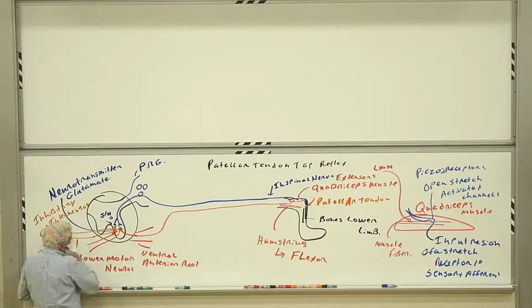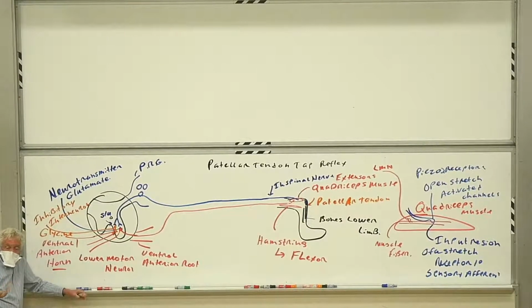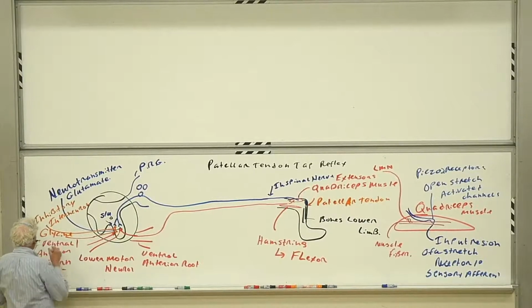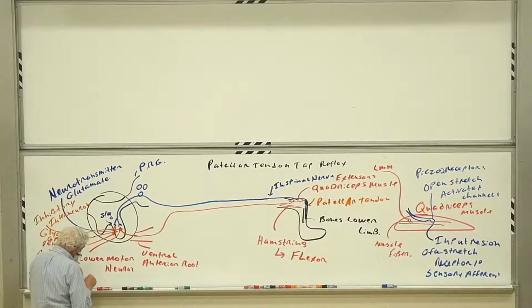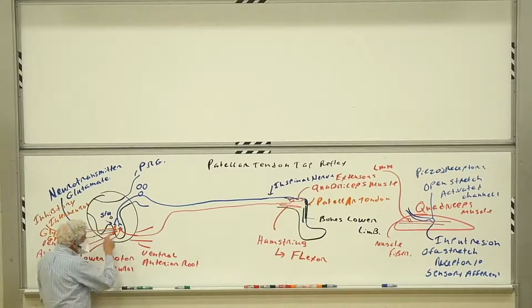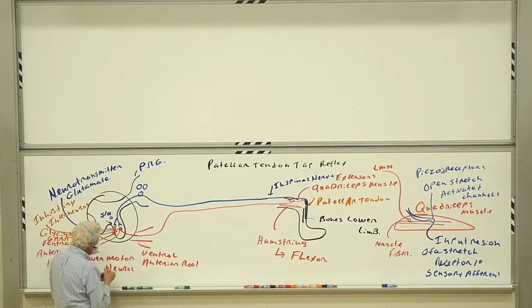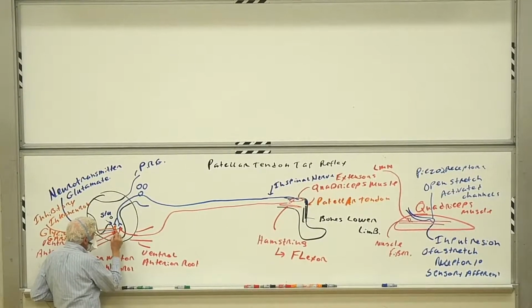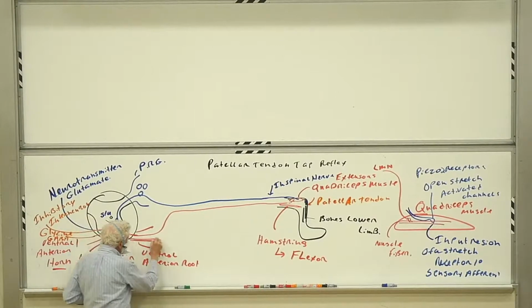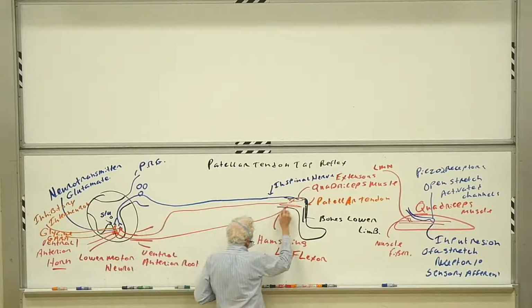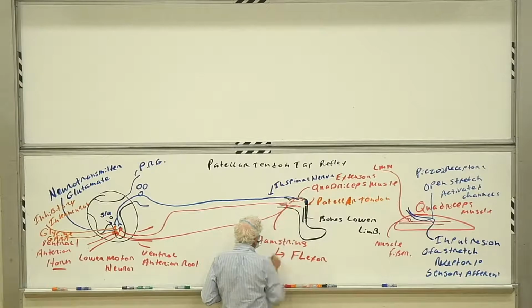But the story would be the same if we were someplace else in the central nervous system, and we would release the other neurotransmitter, GABA. Well, this synapse, this orange neuron, now synapses onto a lower motor neuron here. This lower motor neuron now goes out and innervates the hamstring muscle.